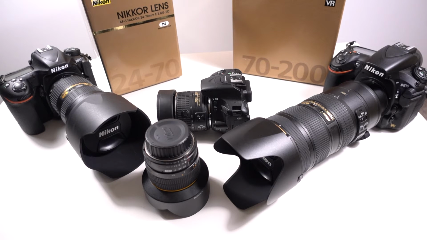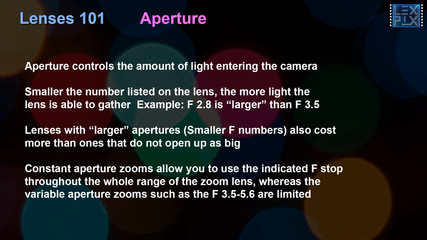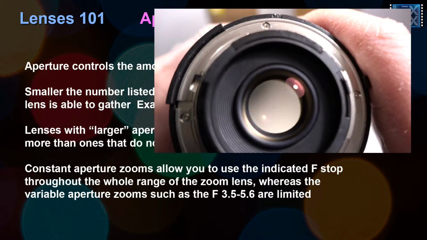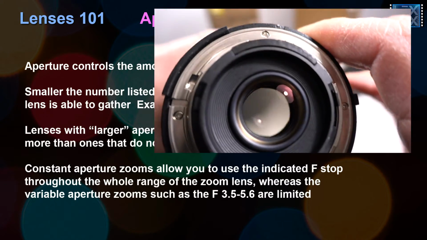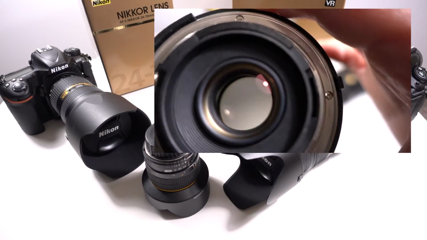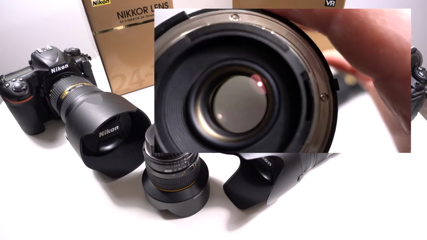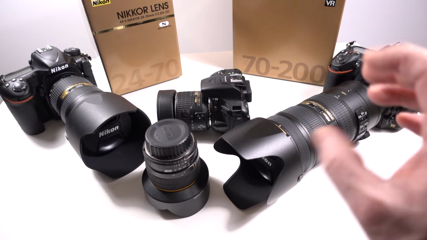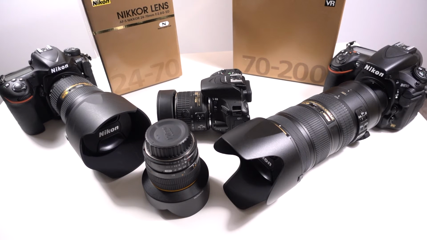All right, let's talk about aperture for a second. Aperture controls the amount of light entering the camera. The smaller the number listed on the lens, the more light the lens is able to gather. So for example, f2.8 is larger than f3.5. Just remember, the smaller the number, the bigger or wider the aperture, or faster. They call it faster because you can use a faster shutter speed.